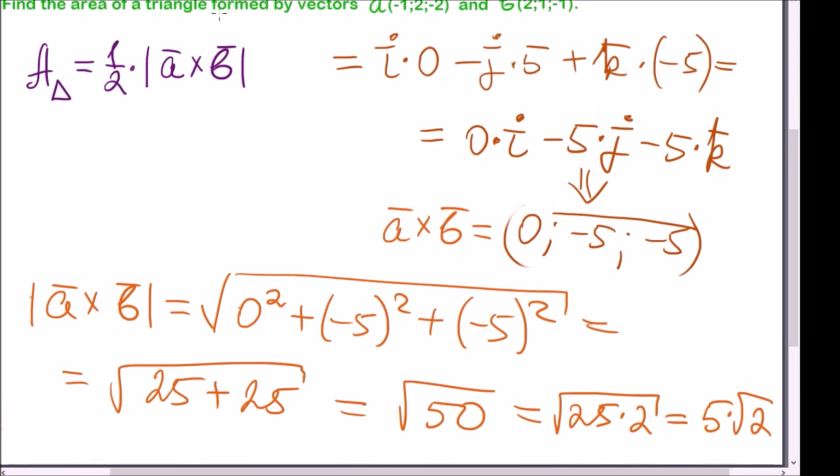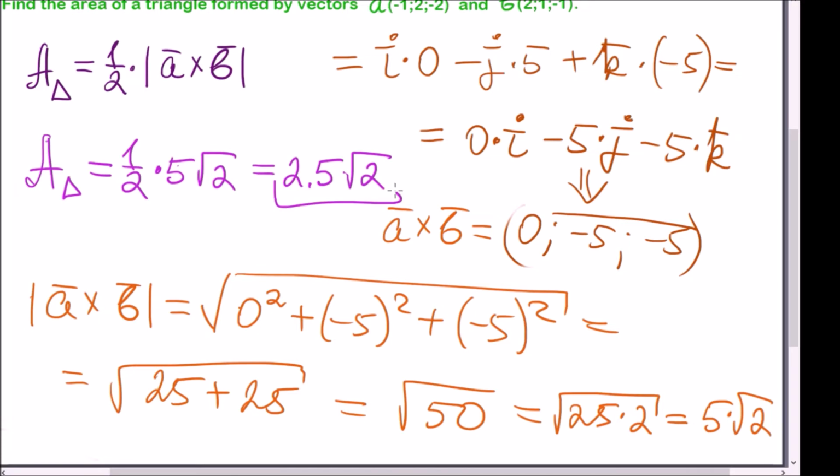So the area of the given triangle equals 1 over 2 multiplied by 5 square root of 2. 5 divided by 2 will be 2.5 multiplied by square root of 2. It's our answer.